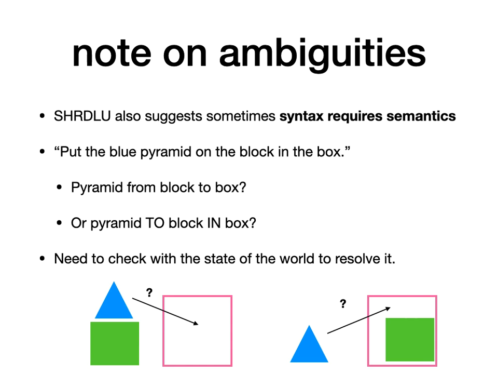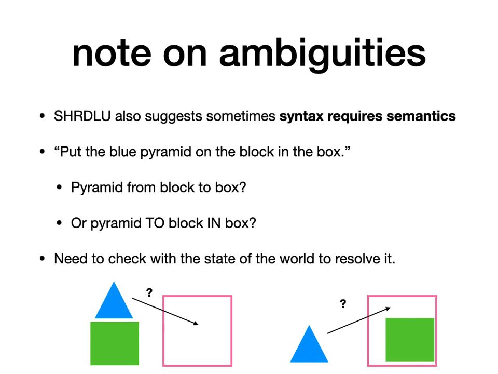So, put the blue pyramid on the box, put the blue pyramid on the block in the box. Okay. There are two possible meanings to this sentence. Does that mean the pyramid is going from the block to the box? Or is it the pyramid going to the block in the box? Put the blue pyramid on the block in the box, or put the blue pyramid on the block in the box, right? The only way to understand this is by consulting the actual world. Which one of those is extant? Which one is possible? Which one is real? Which one has real semantics tied to it?